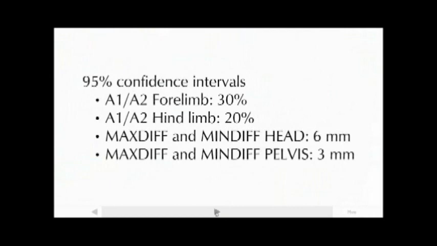For the A1-A2 ratio of the head, this value is about 30% of the original value, and for the pelvis, about 20% of the starting value. For max diff head and min diff head, it is plus or minus 6 millimeters, regardless of the starting value, and for the max diff pelvis and min diff pelvis, it is plus or minus 3 millimeters, regardless of the starting value.